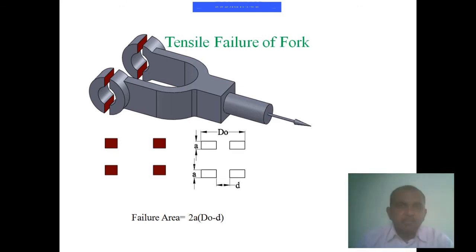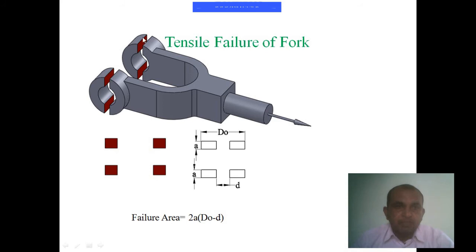So then, tensile failure is present in the fork. The fork is subjected to tensile stresses as shown in this figure. When you apply the forces on that fork, the failure occurs where the minimum cross-sectional area is present. So this red zone indicates the failure in the fork.